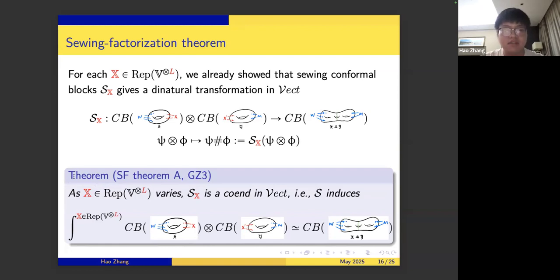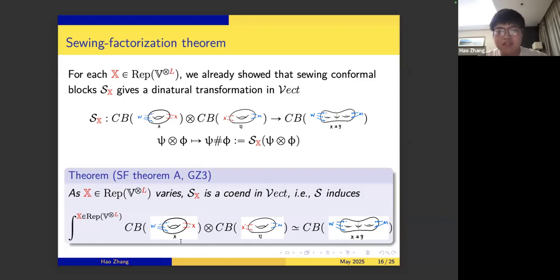Okay, our main theorem can be stated as the integration formula. This is called the sewing-factorization theorem A. It says that Sx is a coend in the vector space category, and you can write the formula here as an integration formula. This is called the sewing-factorization theorem A because there is another theorem B which is equivalent to A, and sometimes B is more useful and sometimes A is more useful. So I introduce them all.